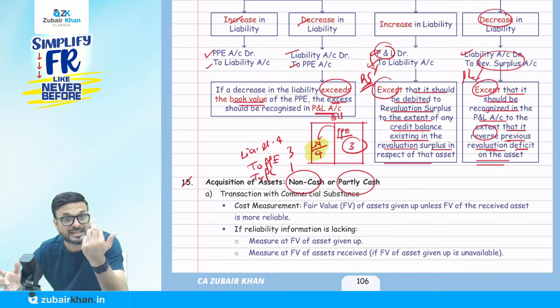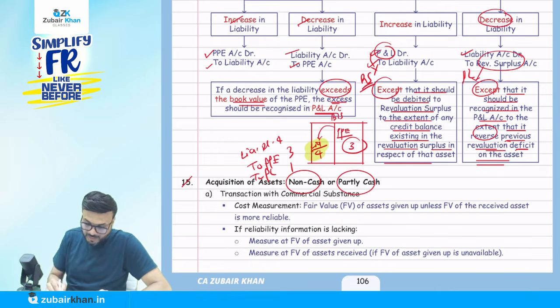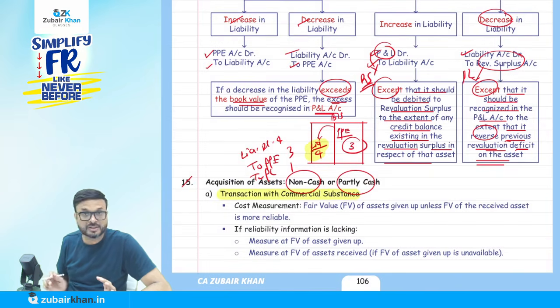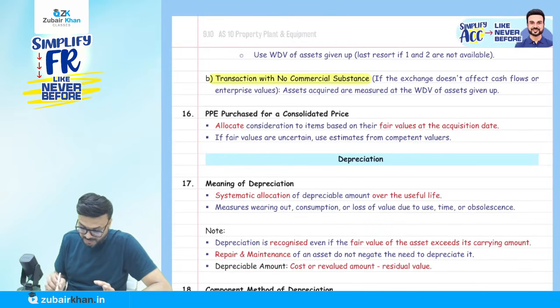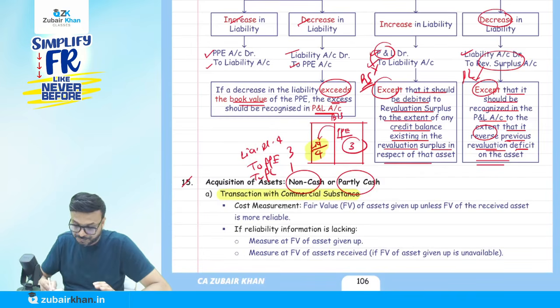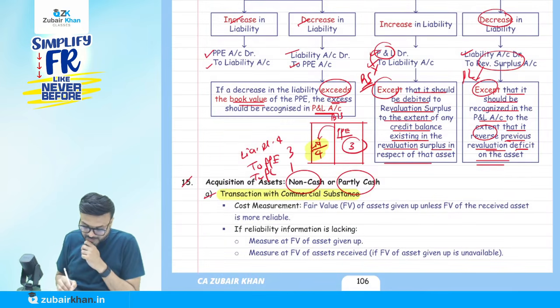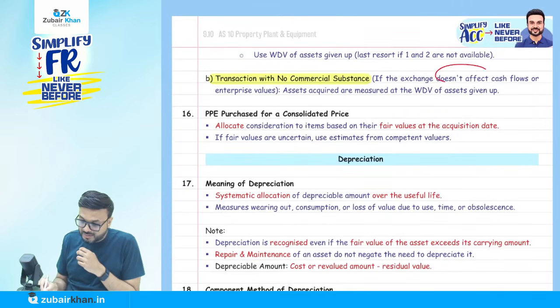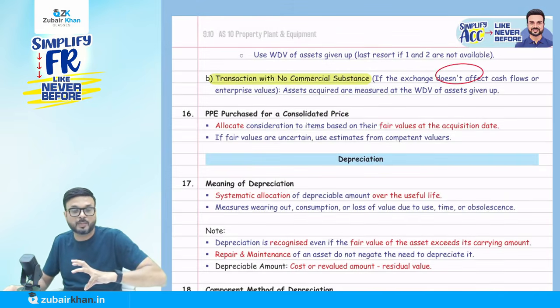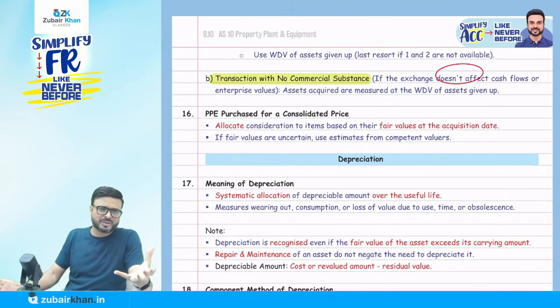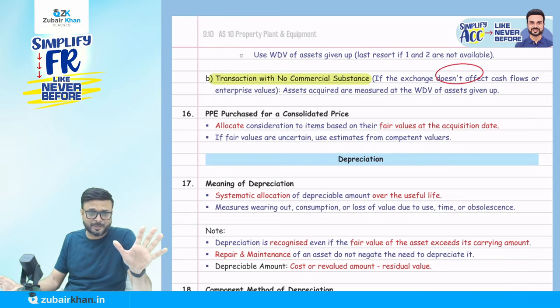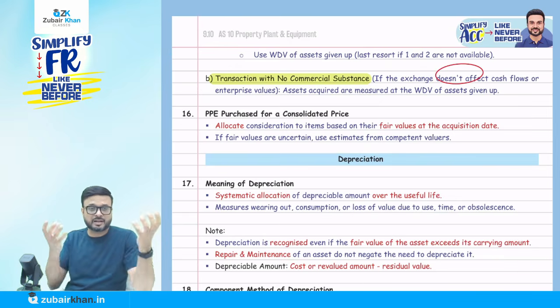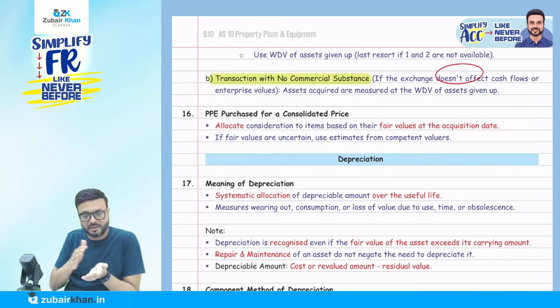What is the value? Because the exchange is non-monetary, partially or completely. So what does it mean? There are two criteria: transaction having commercial substance, and transaction with no commercial substance. When it comes to a transaction with commercial substance, they say cost measure. What do you mean by no commercial substance? It means the exchange does not affect the cash flow or enterprise value. For example, I'm giving a BMW of 50 lakhs, and in exchange you are giving me an Audi of 50 lakhs. This does not affect the cash flow or enterprise value, right now or in the future.